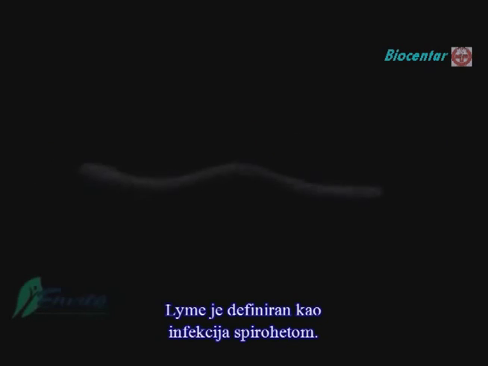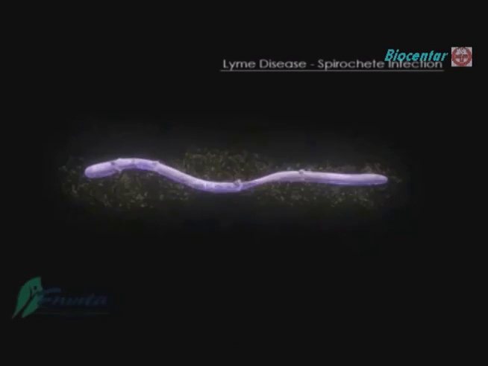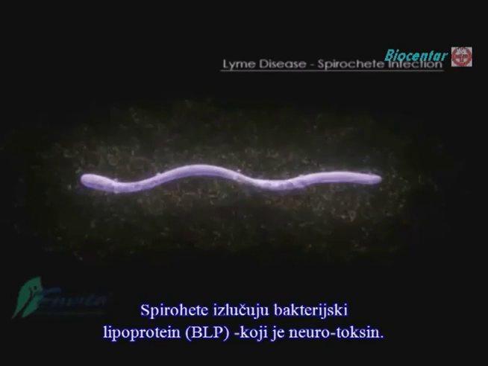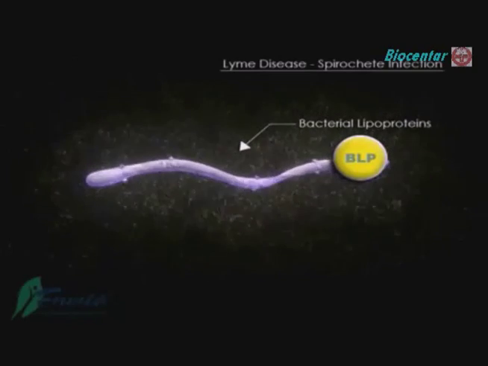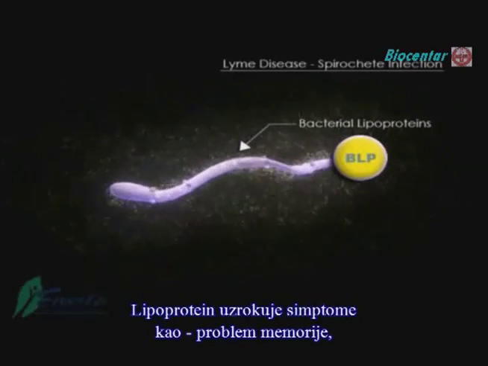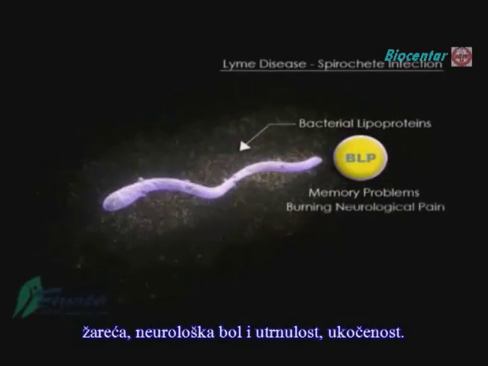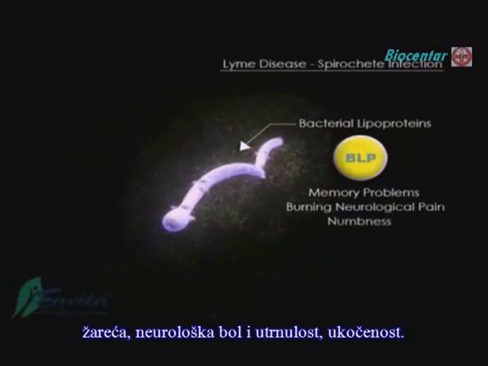Lyme is characterized by a spirochete infection. The spirochete releases bacterial lipoproteins, which are neurotoxins. The BLP neurotoxins are associated with symptoms like memory problems, burning and neurological pain, and numbness.